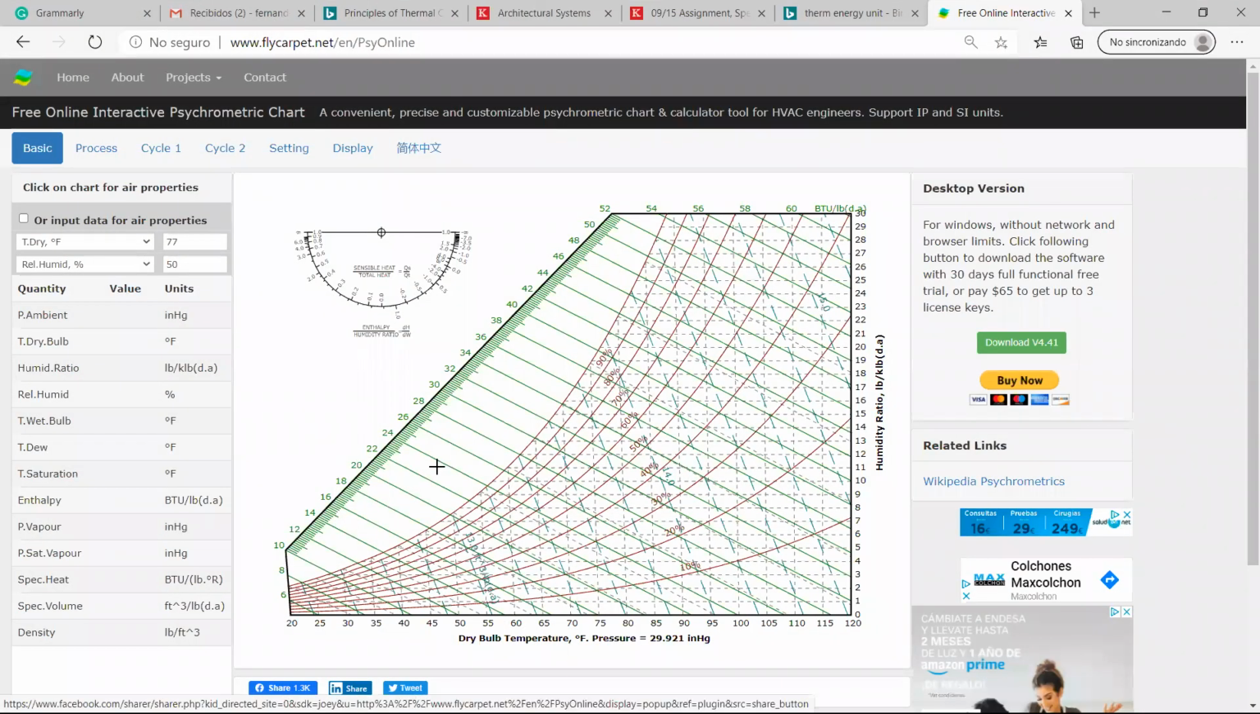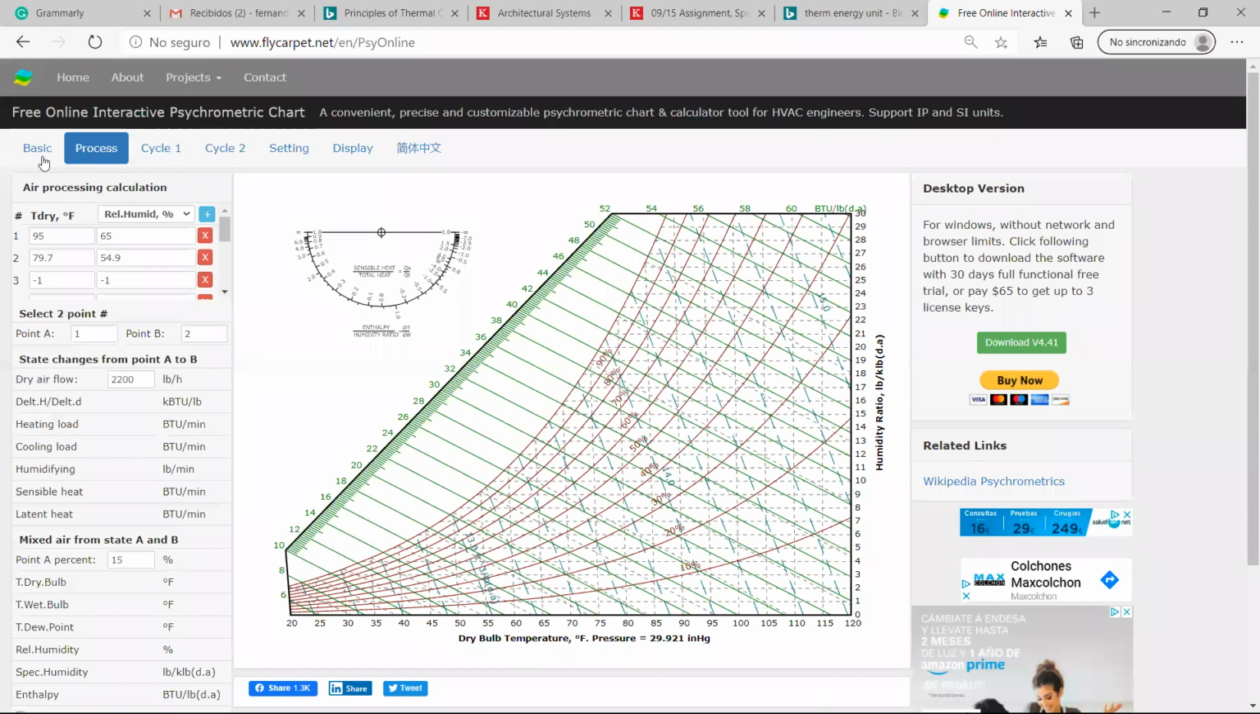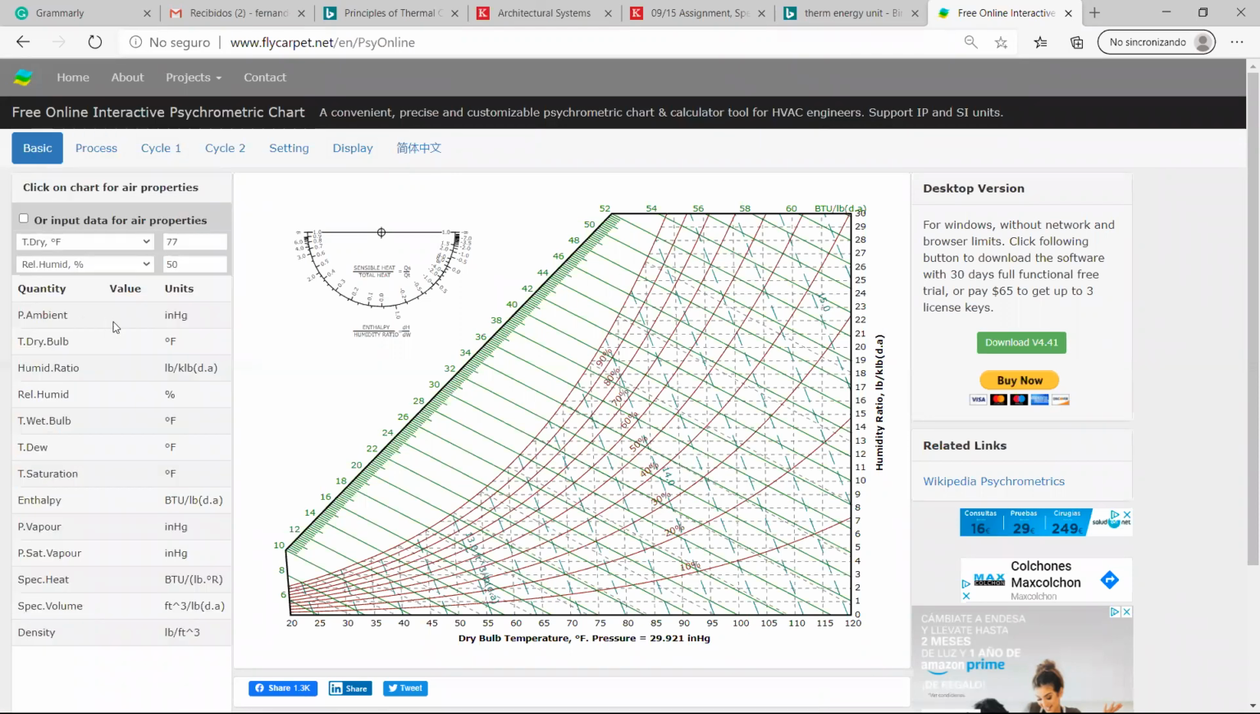this. So how can we use this? First we are going to solve the problem that we solved at the beginning of the class using this psychrometric chart to see if it works. So you see that we have different tabs here. We're going to use the process tab now. Okay, so we have the basic, and here we have the process.